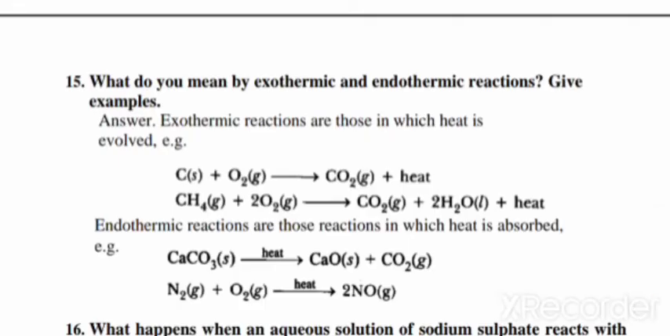What do you mean by exothermic and endothermic reaction? Give example. Exothermic reaction, heat is evolved. Endothermic means heat is absorbed. Examples: carbon reacts with oxygen, there is a formation of carbon dioxide, it is an exothermic reaction. Methane reacts with two oxygen molecules, there is a formation of carbon dioxide, water and heat. Calcium carbonate undergoes heating, calcium oxide plus carbon dioxide. Nitrogen plus oxygen, there is a formation of nitric oxide.